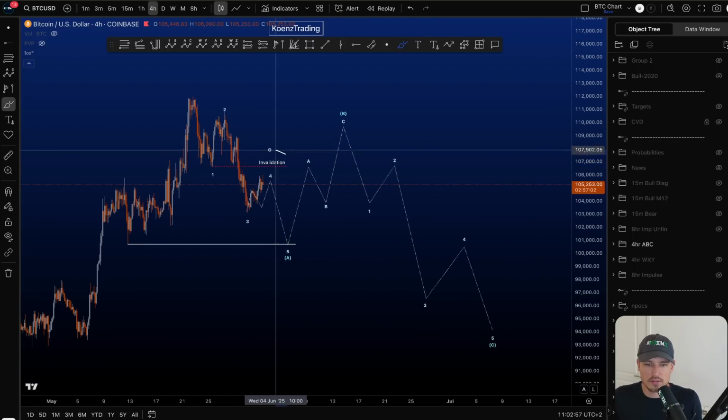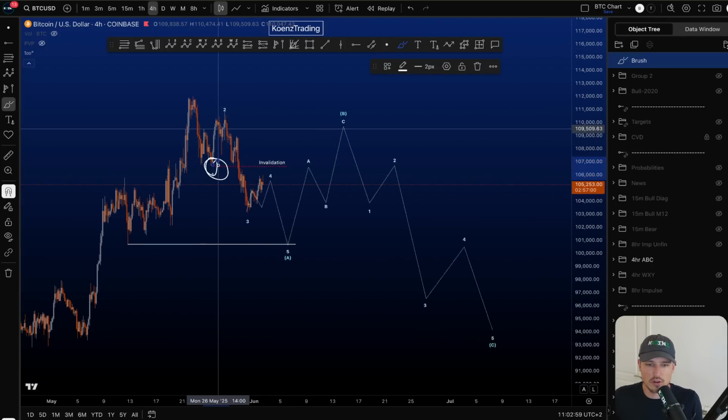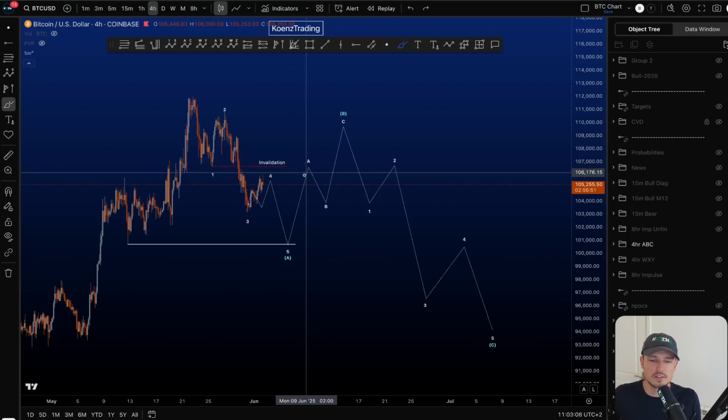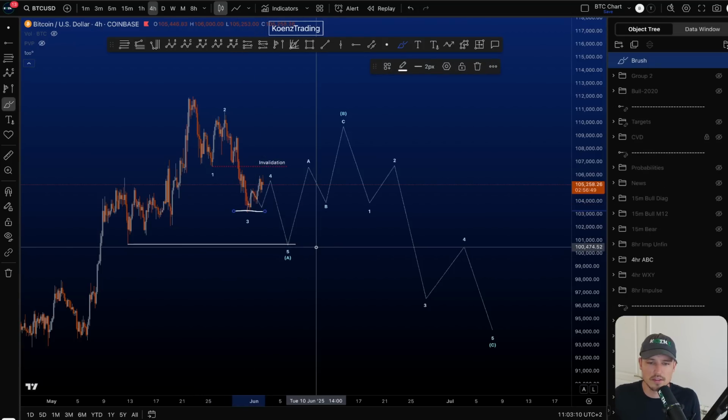So as long as price here does not touch the invalidation, which is the low of your wave 1, because wave 1 and 4 are not allowed to overlap, the invalidation sitting at 106.6k, you at least have to be aware of this scenario if price here takes out this low.